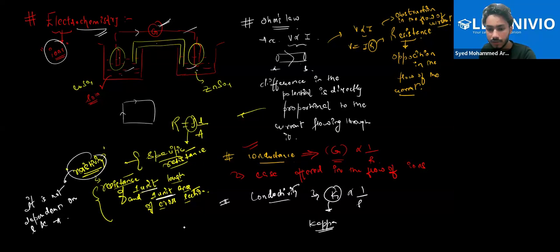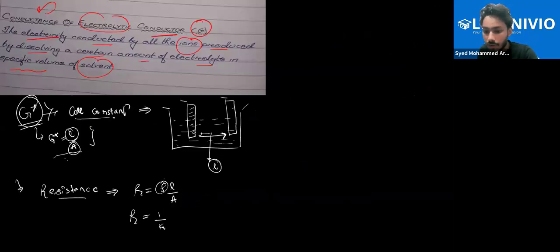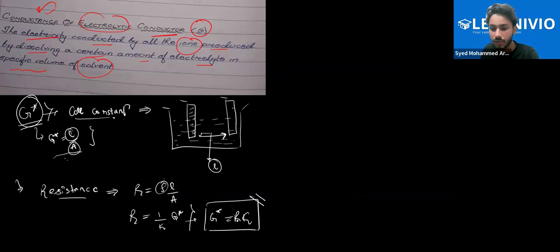So 1 upon kappa is equal to L upon A, and L upon A is G star, the cell constant. So G star is equal to R kappa. This is one of the most important formulas that you have to remember: G star equals R K.